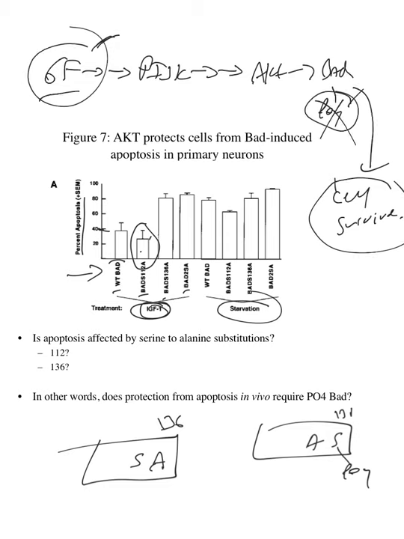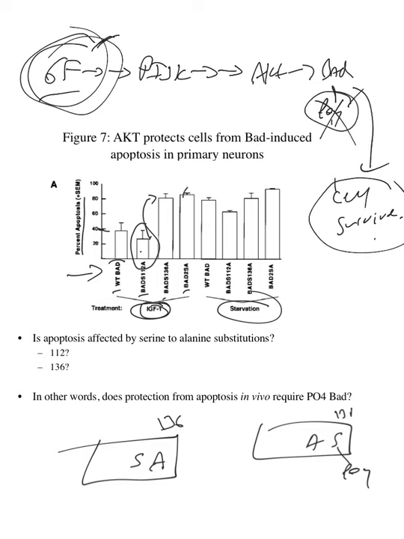We should boost apoptosis if our hypothesis is supported. And indeed we do. So look at that. We're now up to 80% apoptosis, even though we're stimulating with the growth factor. And that's because we've delivered extra bad that can't be phosphorylated and can't cause cell survival. And the double mutant does the exact same thing.